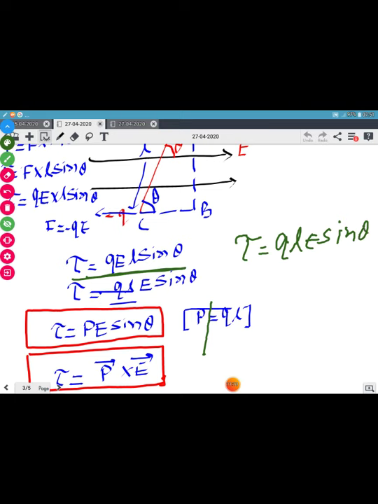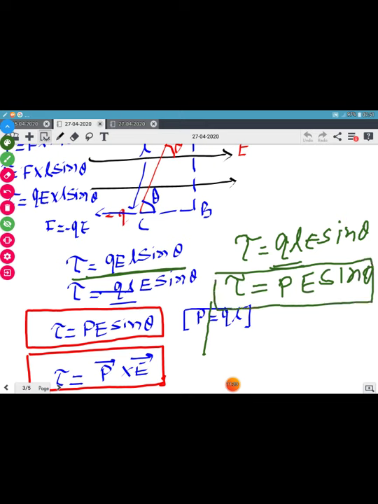And why have we written it like this? Because q into L is equal to the electric dipole moment, so we get pE sine theta. So there is a relationship between the electric dipole and the electric field. What is the relationship? Tau is equal to pE sine theta, where theta is the angle between the electric dipole and the electric field.